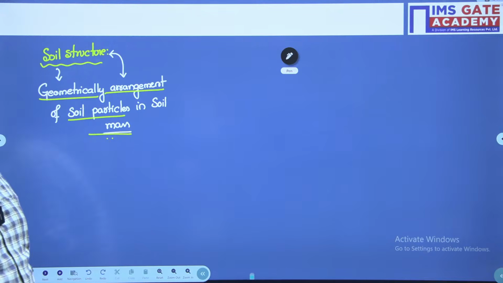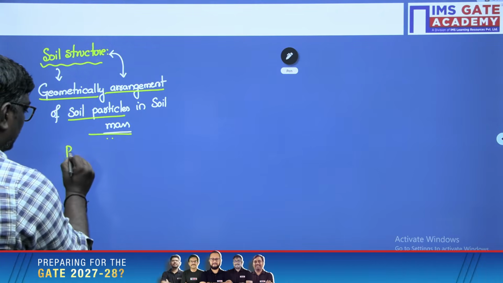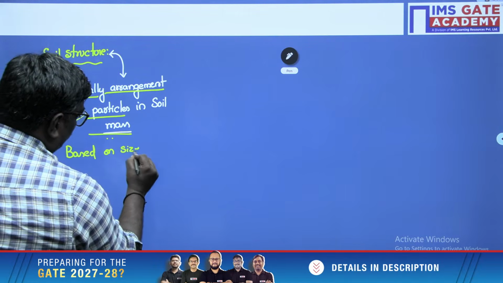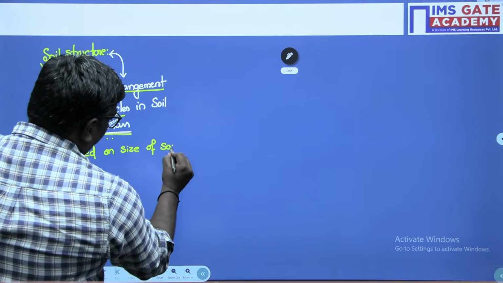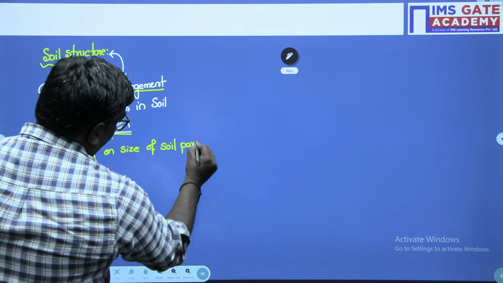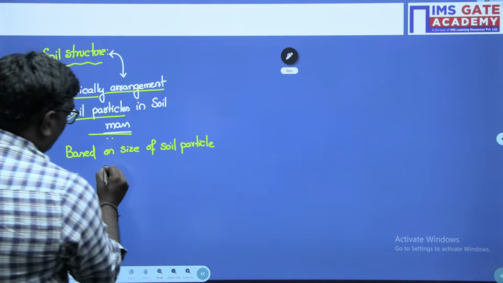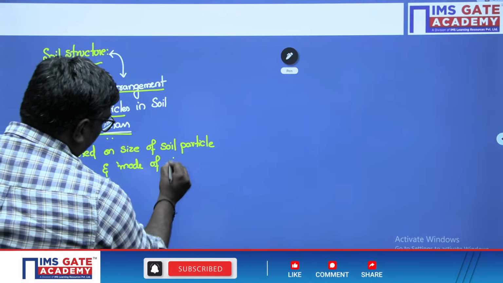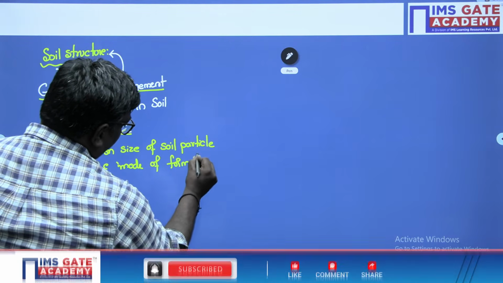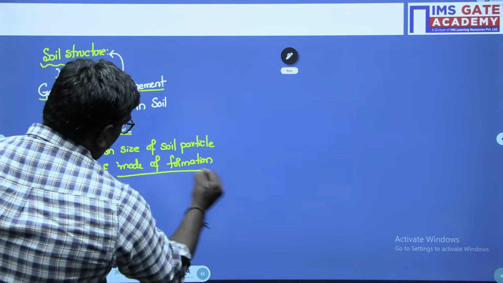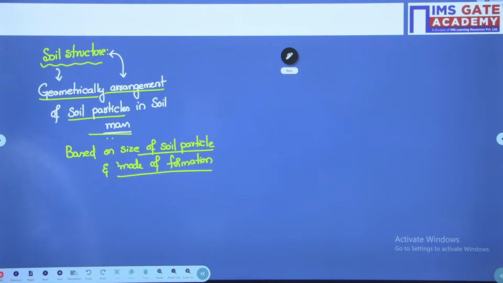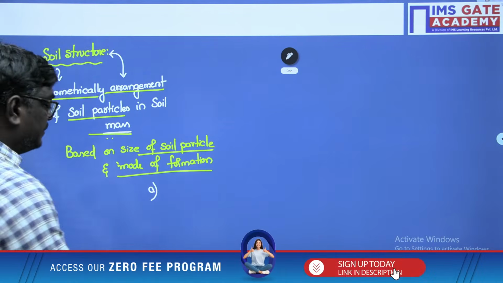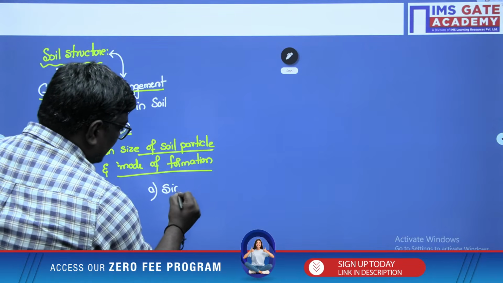Okay. Now, my dear students, soil structures are classified based on the size of soil particle and mode of formation. Here we have different types of structures. One is what, sir? Single grain structure.